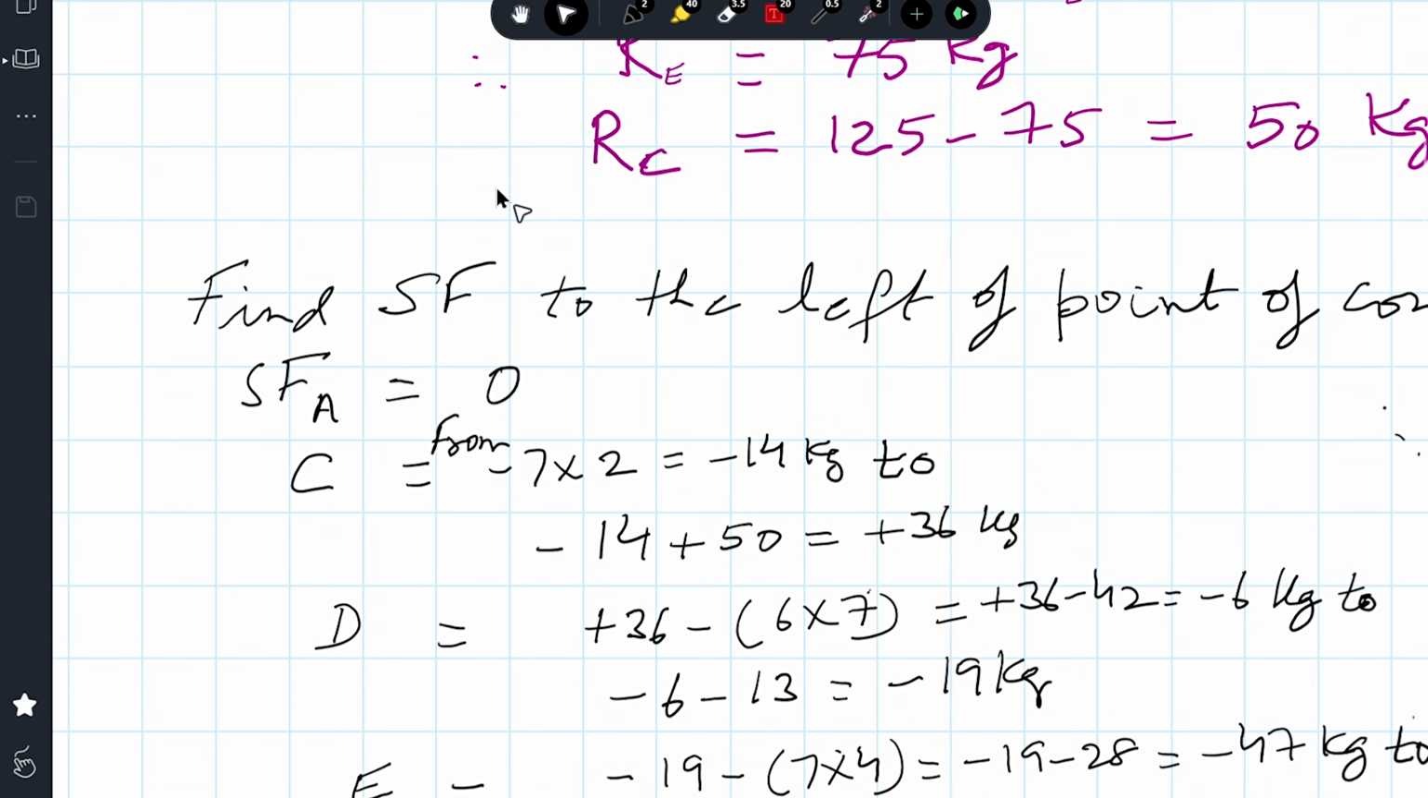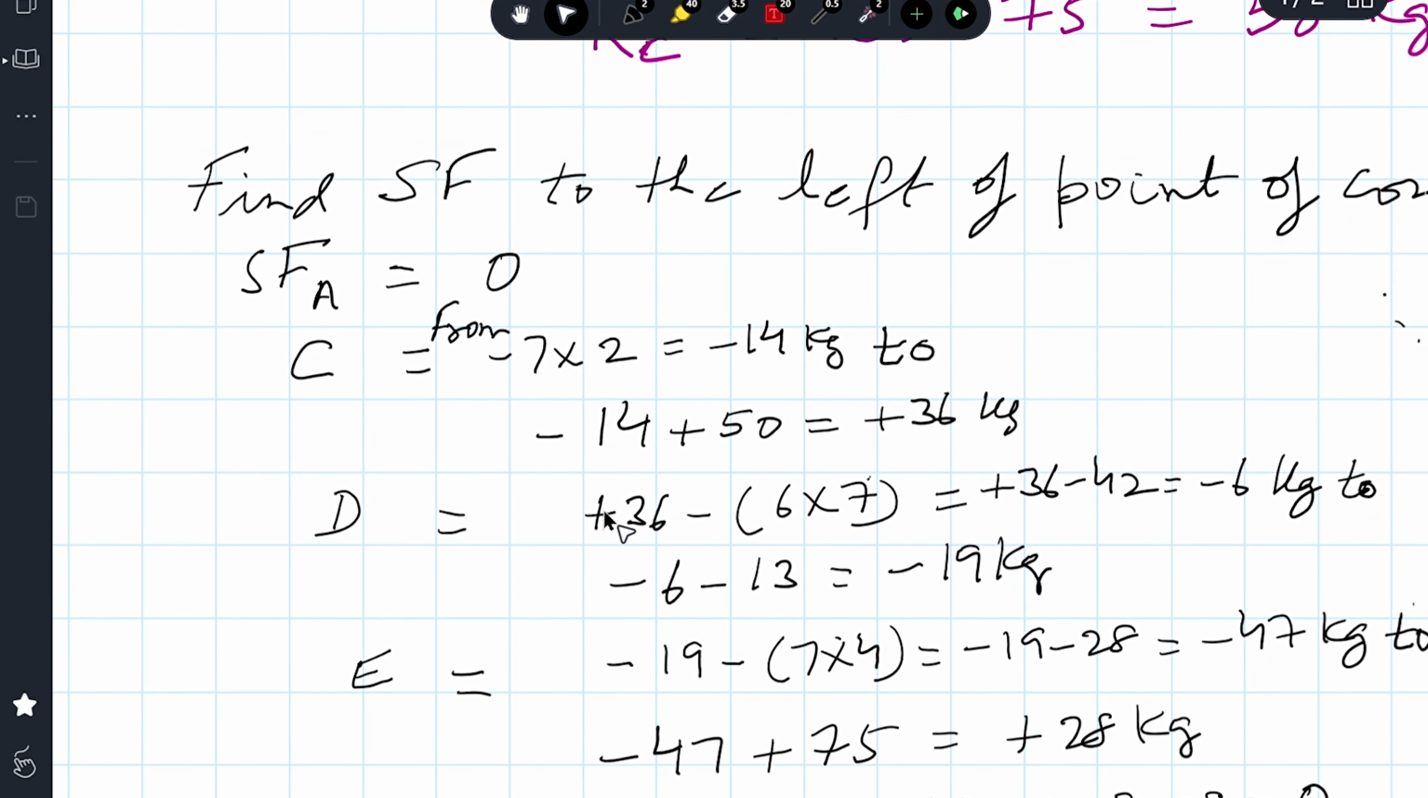So it will be plus 36 minus 6 into 7. That will be minus 42. So plus 36 minus 42 gives minus 6 kg. That is to the left of D, because at D also I have a point load, 13 kg point load acting downward. So I need to take the range. So to the left of D, I get minus 6.